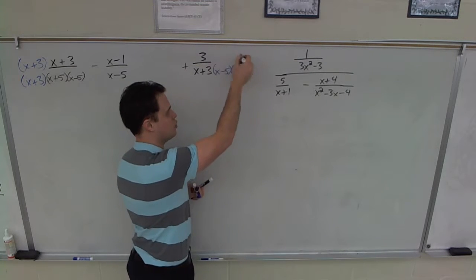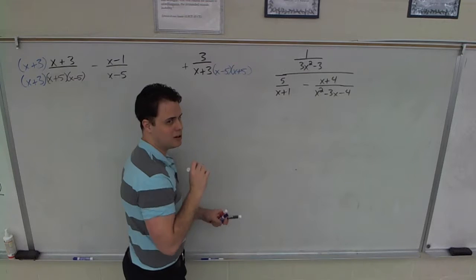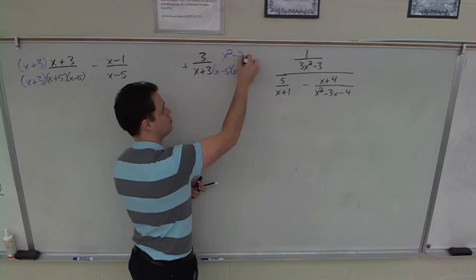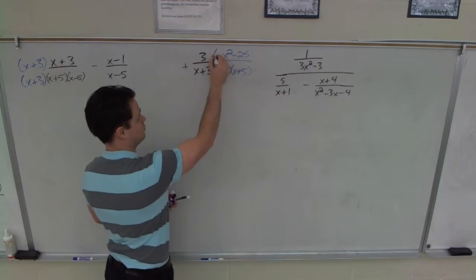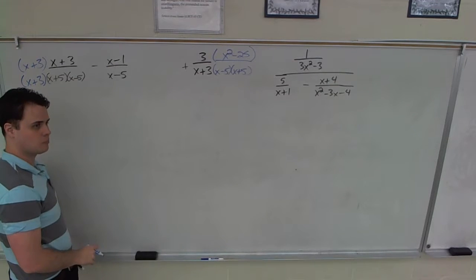And I could just write that both on top, or if I'm thinking ahead, I can be like, well, won't I end up foiling it anyway? Yeah. So I would write this on top and save myself some work. You don't have to, but I'm trying to show you efficient methods.